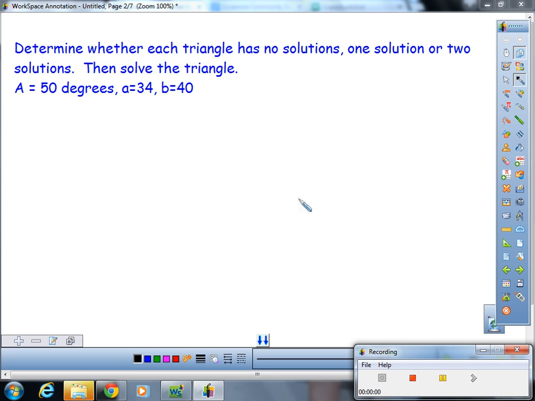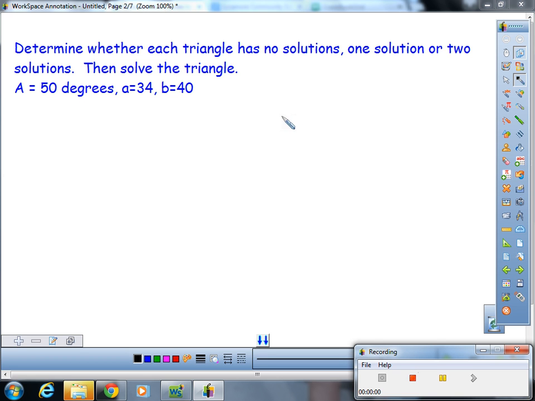All right, anyone know what the word ambiguous means? It means not clear or undefined. Okay, the thing about this is that there might be two triangles that meet these requirements, there might be one triangle that meets this requirement, or there might not be any triangles that meet this requirement. And we are stuck at the beginning figuring out that. How many triangles are there?